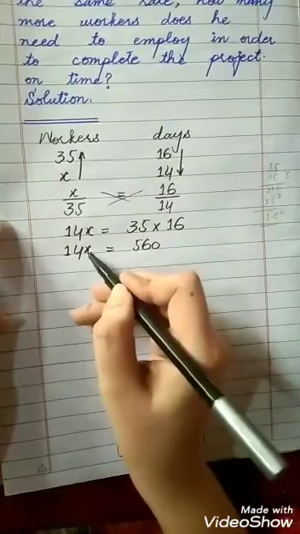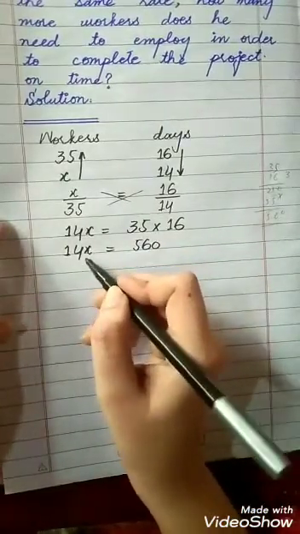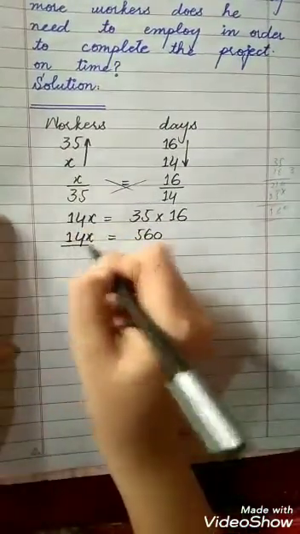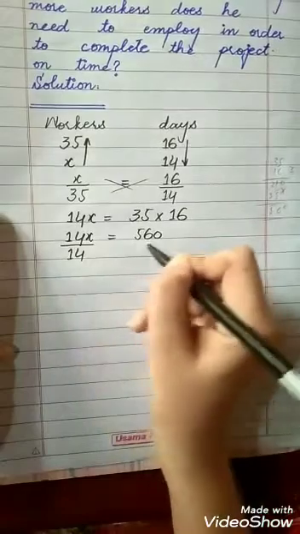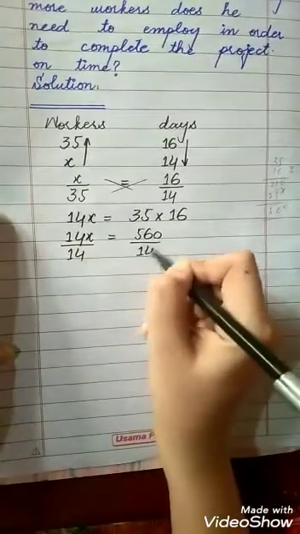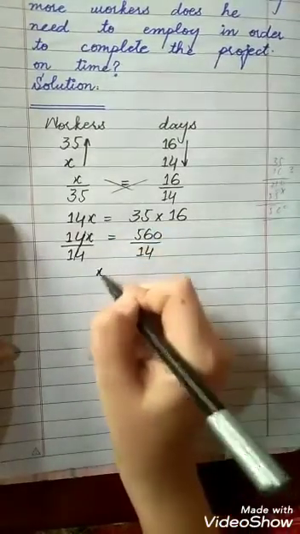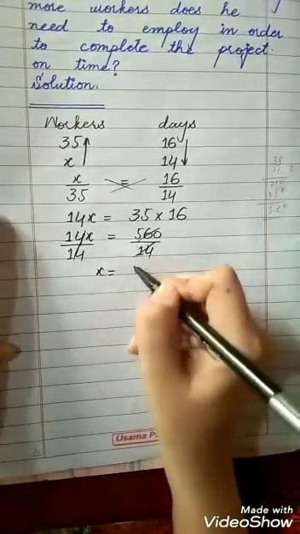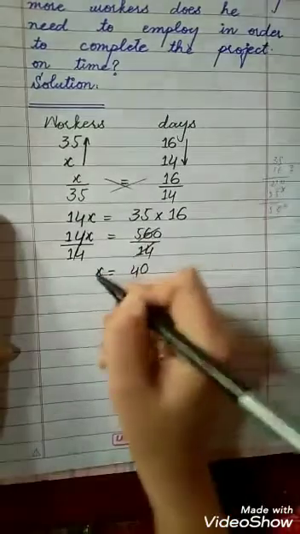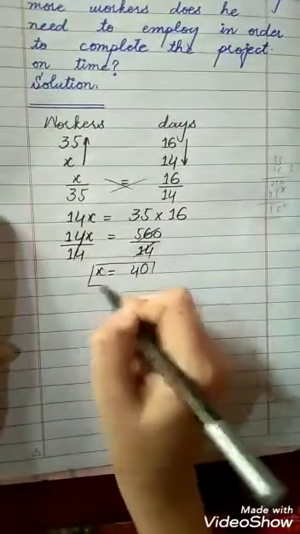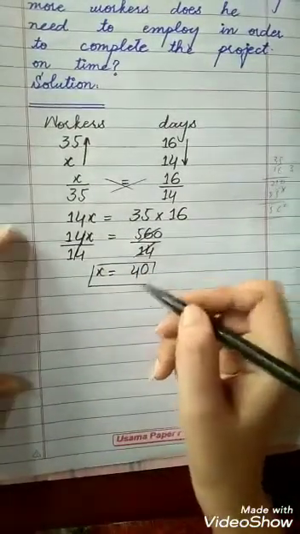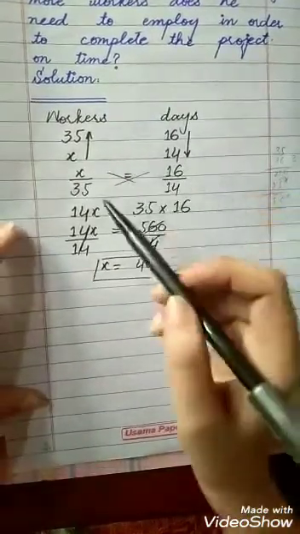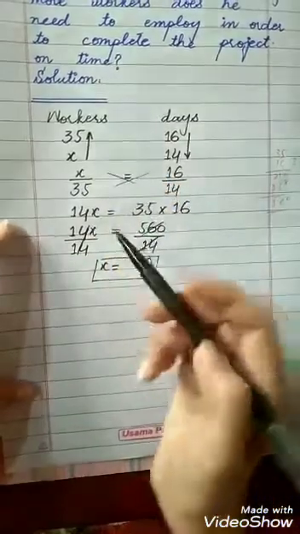Now we need the x value, so we will divide by 14 on both sides. After dividing we got x is equal to 40. It means we need 40 workers to complete that project on time.